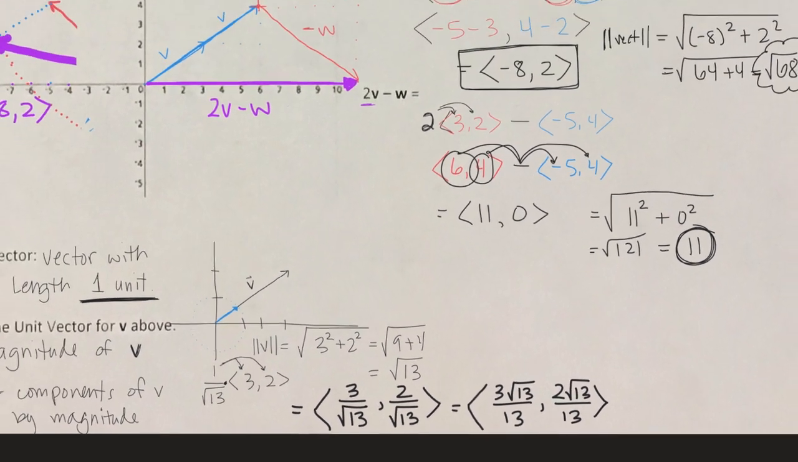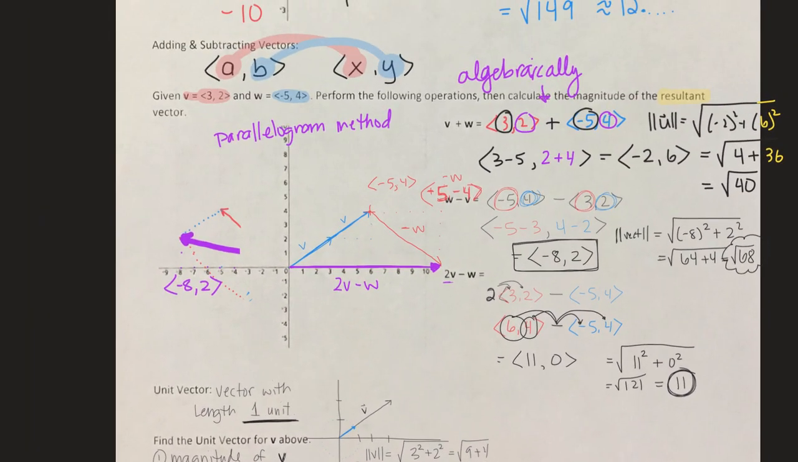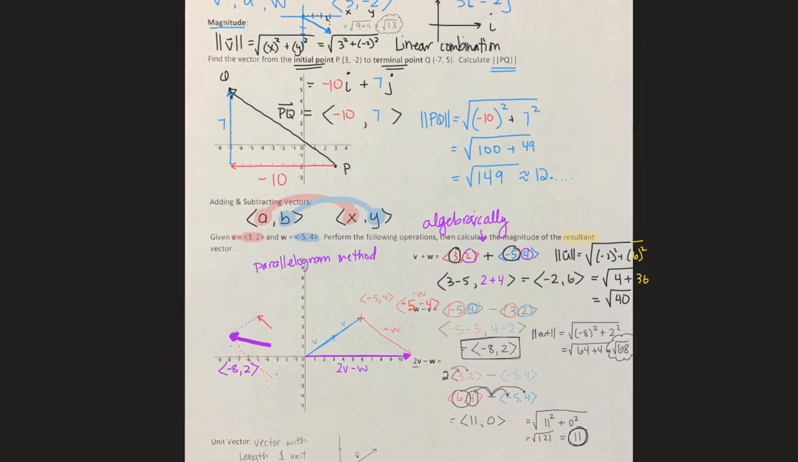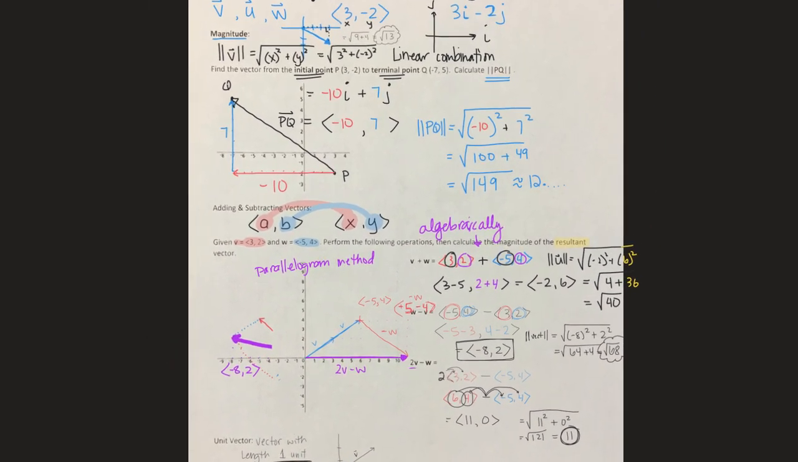Okay, so there's some basics, some intro to vectors. They have a magnitude, which we always find by using the Pythagorean theorem, and they have a direction.